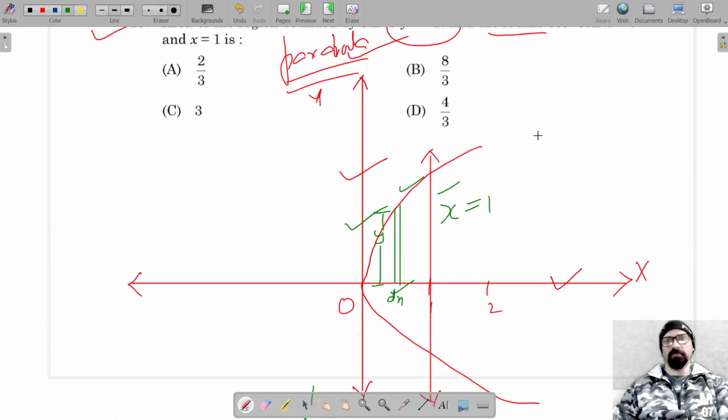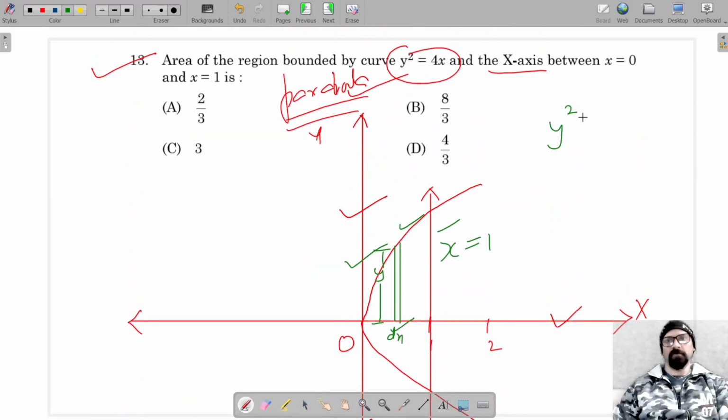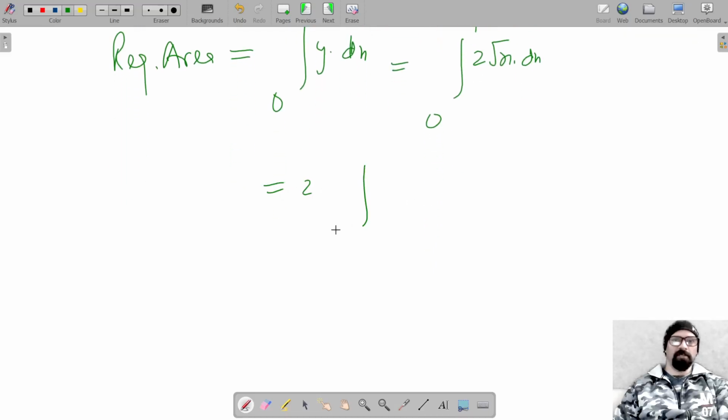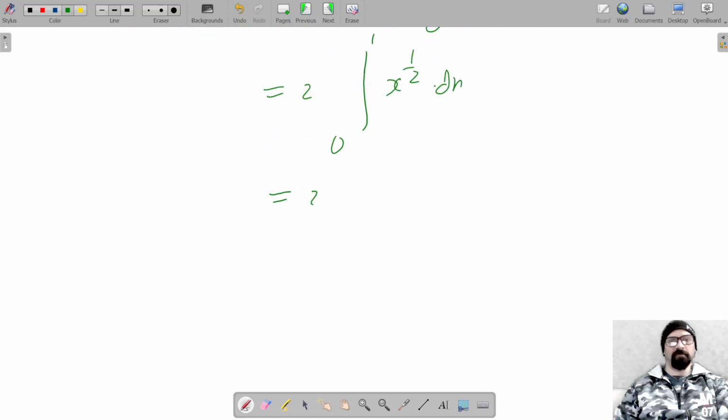Now, y squared is equal to 4x, so y is equal to under root 4x, which gives me y is equal to 2 under root x. So the value of y is 2 under root x. So this is the integration of 0 to 1 of 2 under root x into dx. 2 we can take out, 0 to 1, and under root x I can write as x raised to power half into dx. Now the integration of x raised to power half is x raised to power half plus 1 upon half plus 1, for the limit 0 to 1.